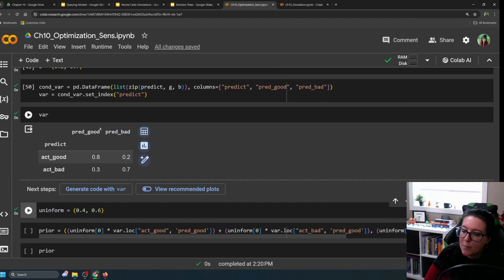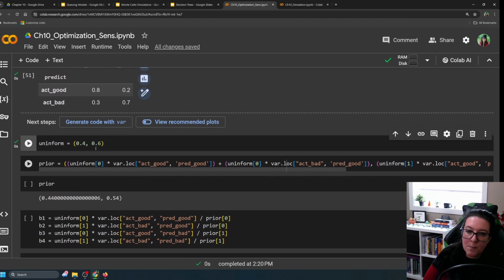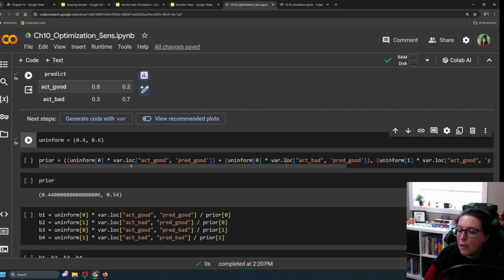We created this table here that shows us predict good, predict bad, actually good, actually bad. We had our uninformed 40%, 60%. And so here we can calculate our priors. To calculate the priors, we're going to take our uninformed 0, that's this place here. Uninformed 1 is this location here. And it's going to take this table and find the location of act good, predict good.